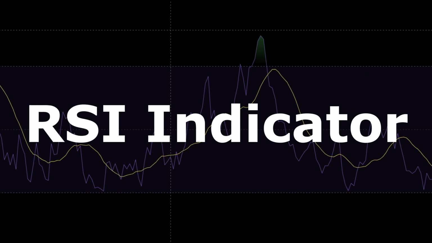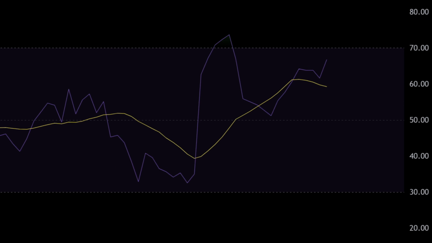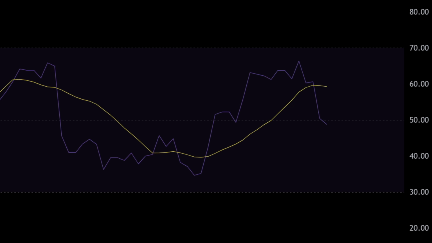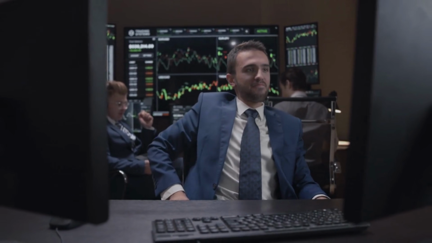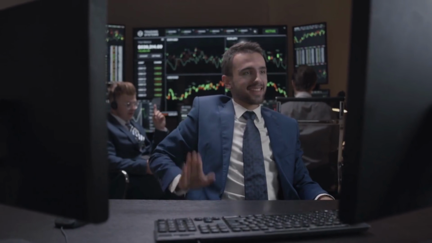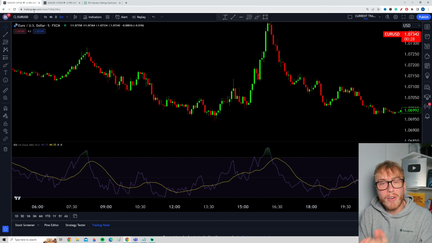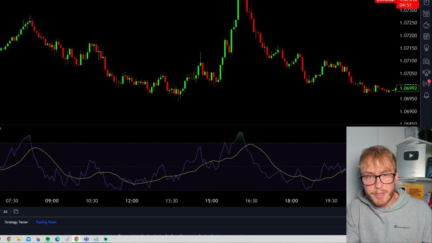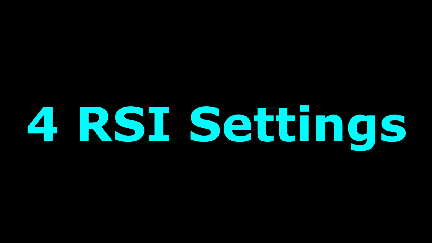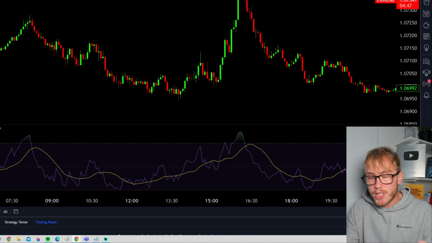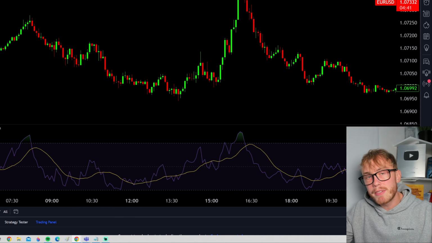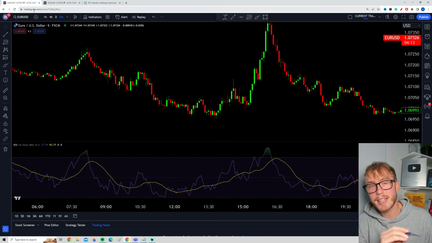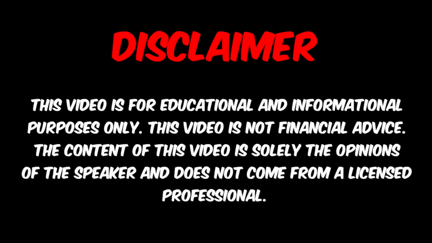The RSI indicator can be an extremely powerful tool in trading, but many new traders miss that you can change the settings of the RSI to make it more effective and easier to use. In this video, guys, we will take a look at the RSI indicator, and more specifically, we will take a look at 4 RSI settings that you can change to make the RSI more effective and easier to use. So guys, let's not waste any more time here, let's jump right into it.